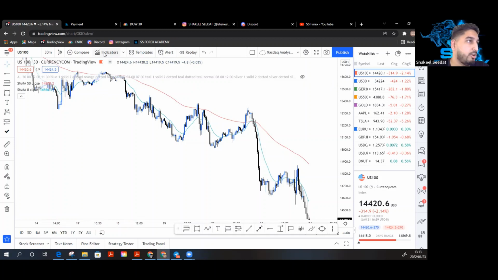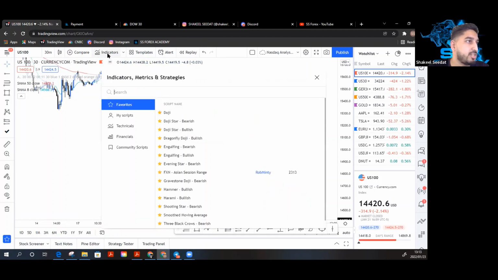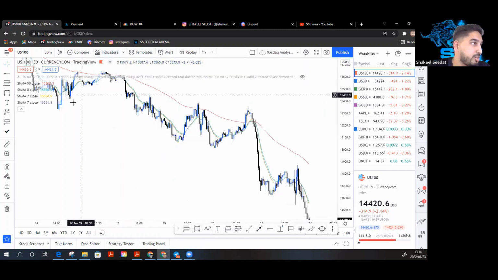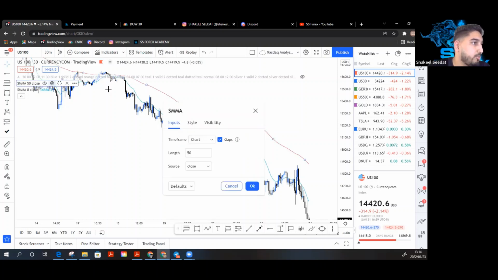So if you go to indicators, you're going to click on your indicators list up here, and then you're going to type SMA, right? When you see SMA, you're going to click on SMA, and you're going to load two onto your chart, right? And then once you've got those two on your chart, you need to set one will be set to 50. So your length will be 50, and it'll be time frame.